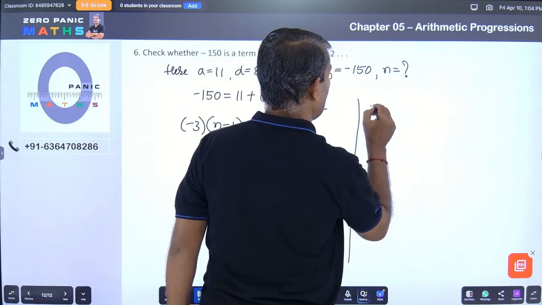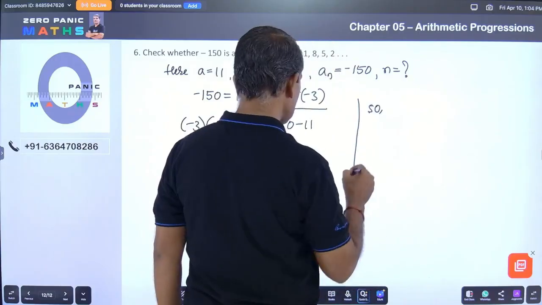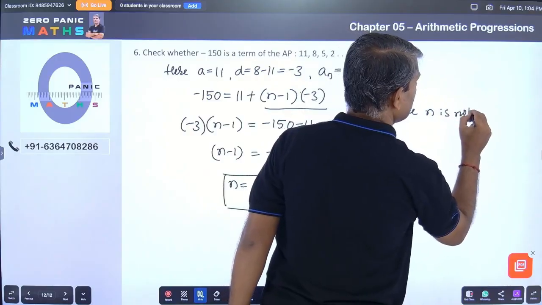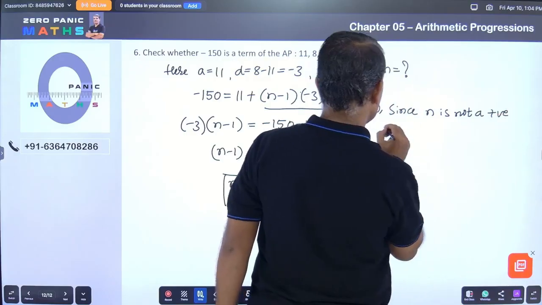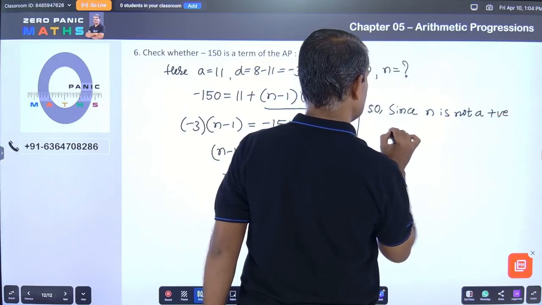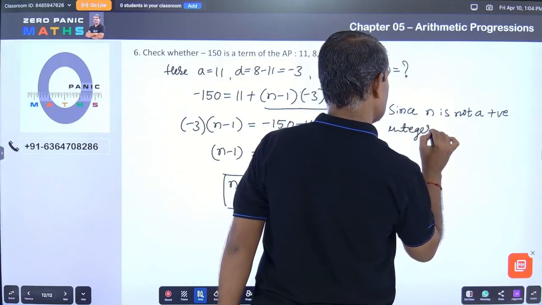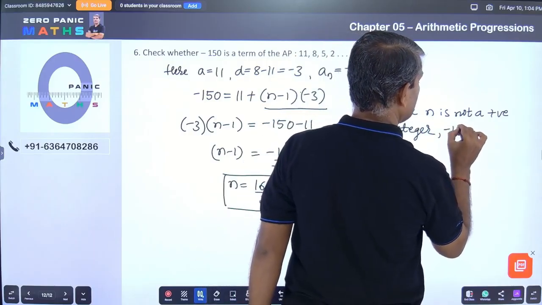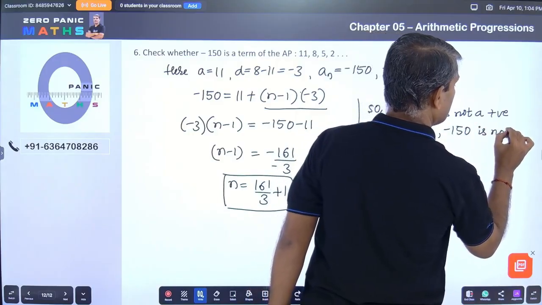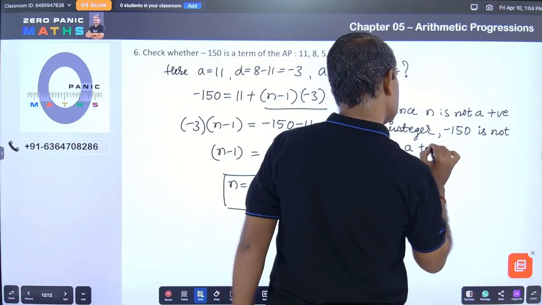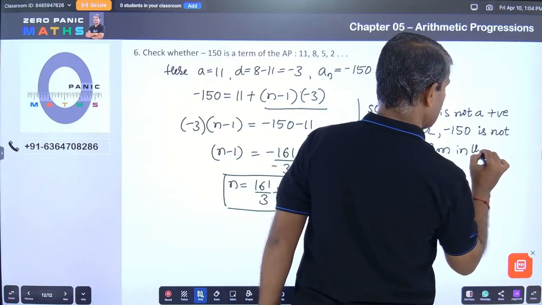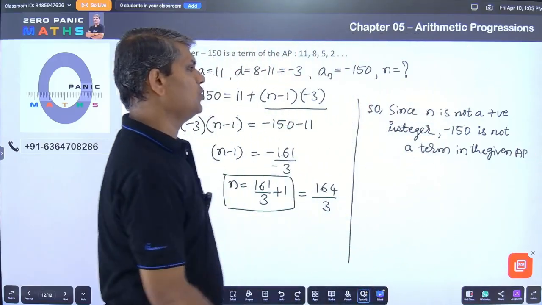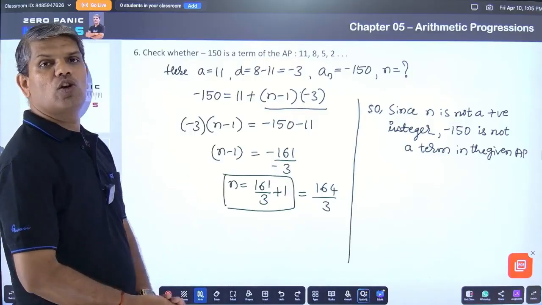Therefore, since n is not a positive integer, minus 150 is not a term in the given AP. You need to write all these conclusions. So this is the solution.